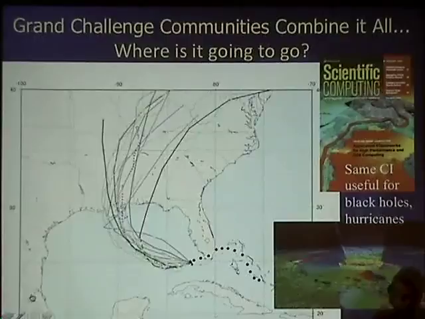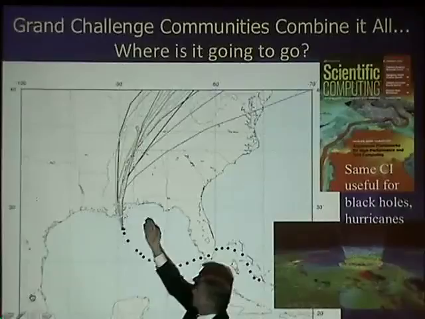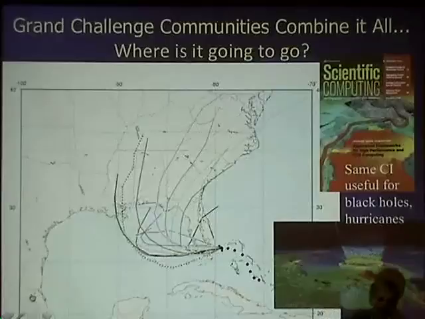So for every one of these models, in principle, you need to couple it to a different storm surge model depending on where the storm is going. So you've got almost a combinatoric problem here of possibilities for what the storm surge is going to be like.